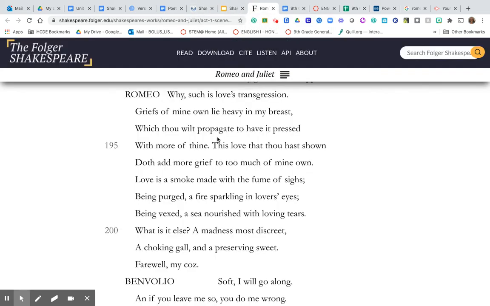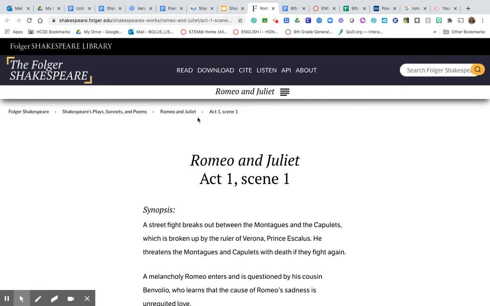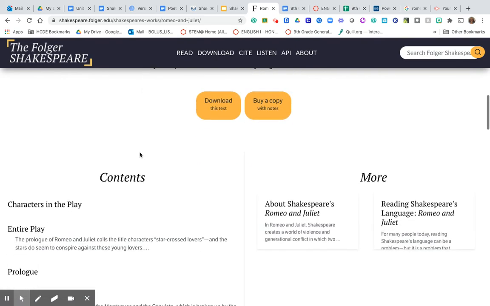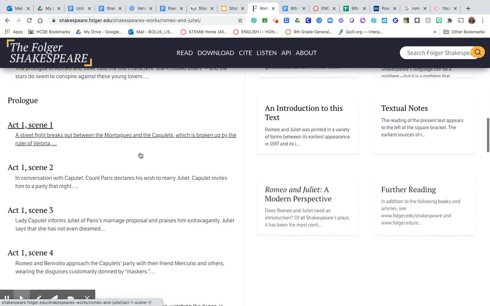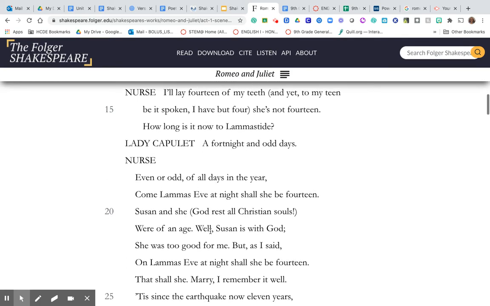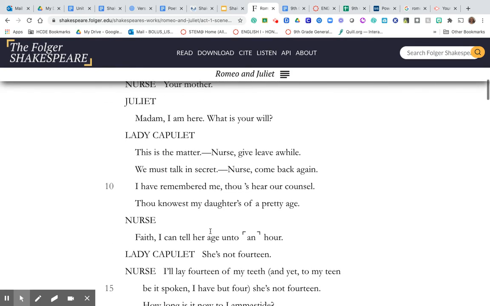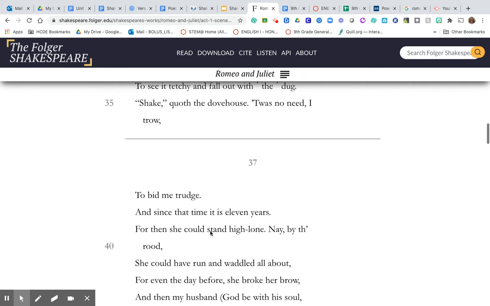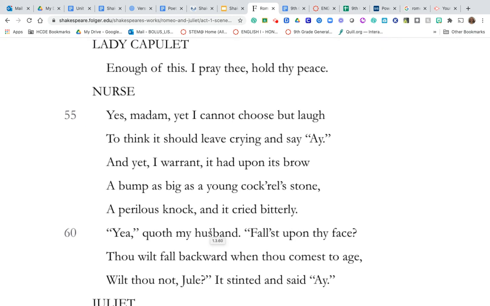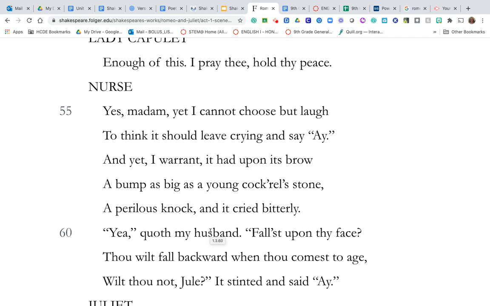So if we head back here, I'm going to go to a different act and find our nurse. So I'm going to head to Romeo and Juliet here, and I'm going to go to Act 3, Scene 1. We meet the nurse here, and I'm going to find some of her language. And she just kind of talks. Not only does the nurse talk in circles, but she talks in just sentences. You can see the periods here.